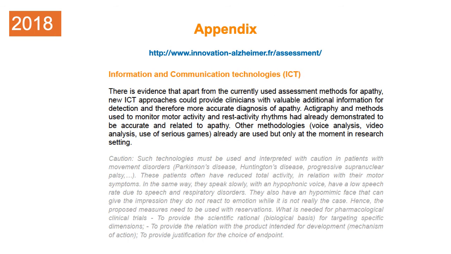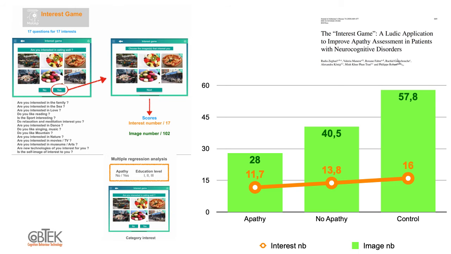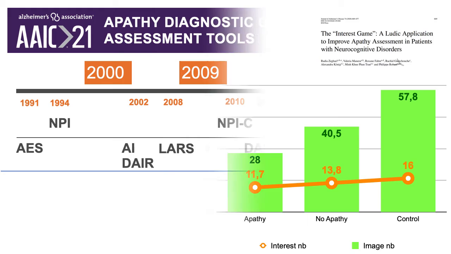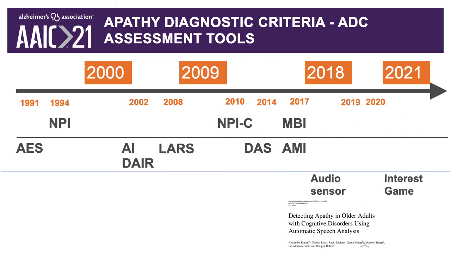From the 2018 criteria, a new trend also emerged concerning the assessment of apathy using new technologies. This is illustrated on this slide with the interest game, which allows to evaluate the number of interests of a subject in a simple and objective way. Audio sensors have also shown good results in the context of apathy, and it's likely that these new technologies will be more and more help in the future.